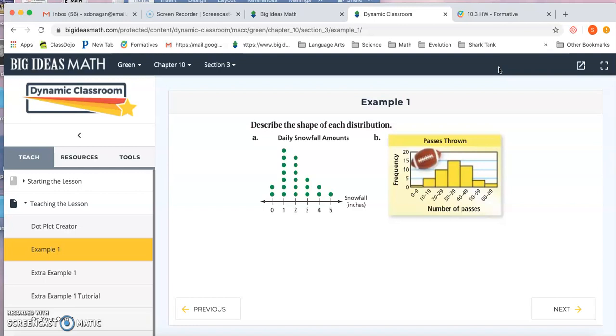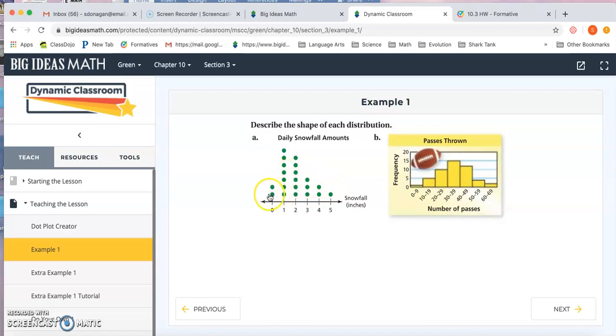Okay, today's lesson mainly focuses on describing the shape of each distribution, mainly describing the data in a histogram, or a dot plot. You see this dot plot. Well, it's not a histogram, I'm sorry. But you see the data in this dot plot and the data in this histogram. I want you to look closely at how the data is laid out.